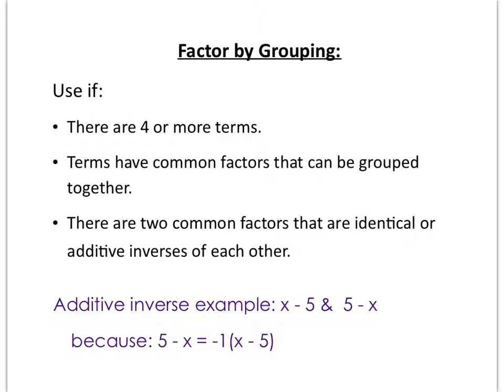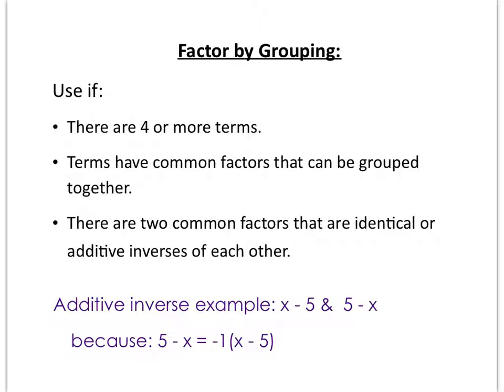Now we're going to use a method to factor that's called factor by grouping. So please jot down these notes. We will use it if there are 4 or more terms, terms have common factors that can be grouped together, and there are 2 common factors that are identical or additive inverses of each other.